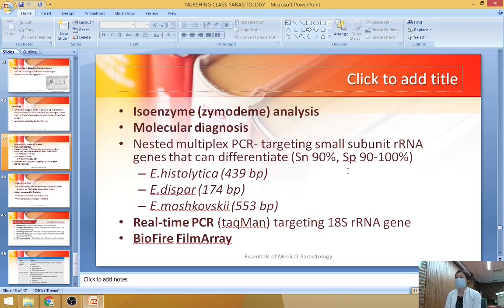Okay, then molecular diagnosis, by which we can diagnose the molecular form. Obviously, for molecular there should be PCR, nested multiplex PCR, which will target the small subunit rRNA. By small rRNA we mean the ribosomal RNA genes that can differentiate Entamoeba histolytica, Entamoeba dispar, and Entamoeba moshkovskii. Real-time PCR, which is called TaqMan, targets the small rRNA gene. Then BioFire FilmArray. From your exam point of view, this laboratory diagnosis in microbiology is very important.